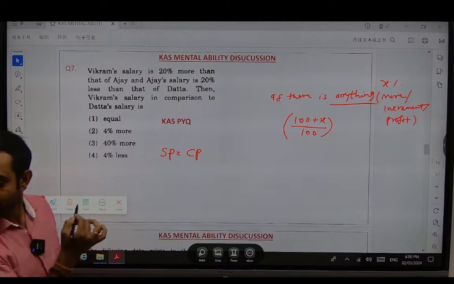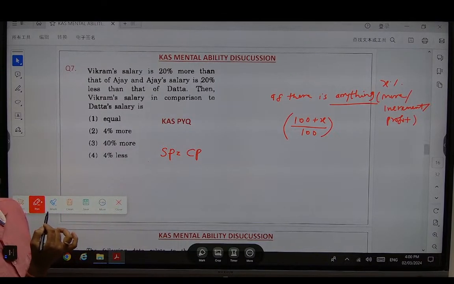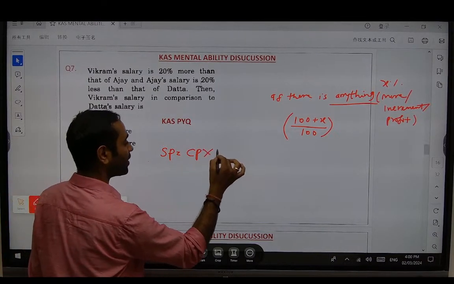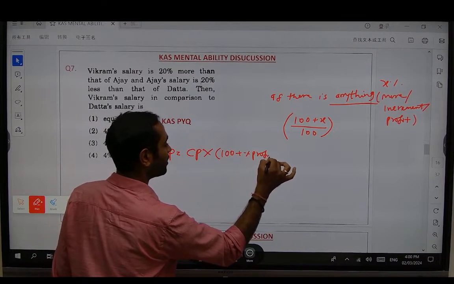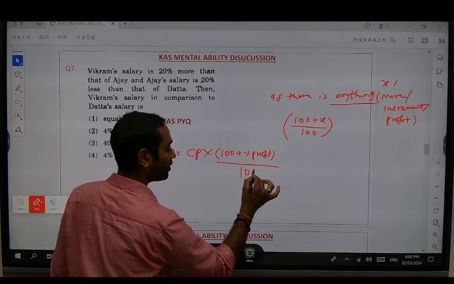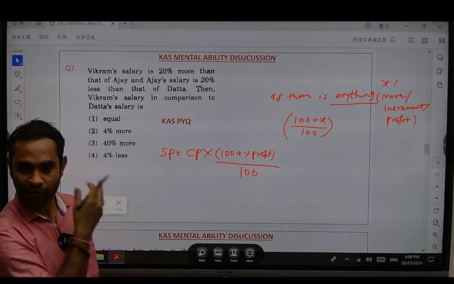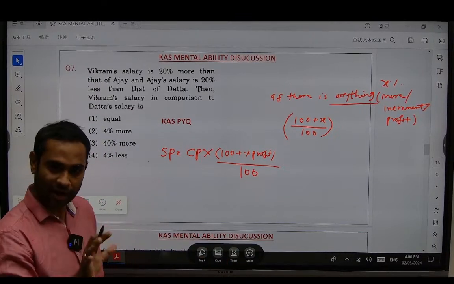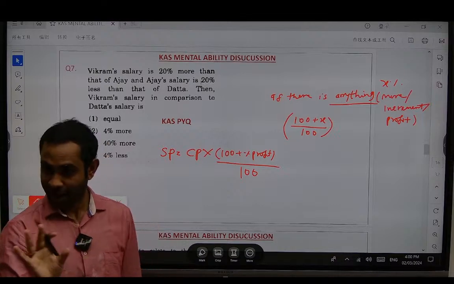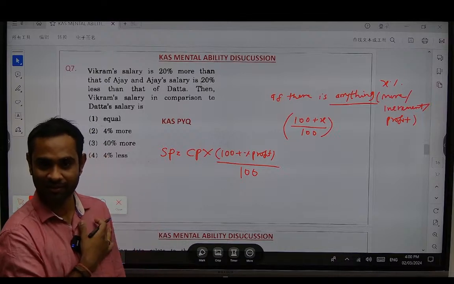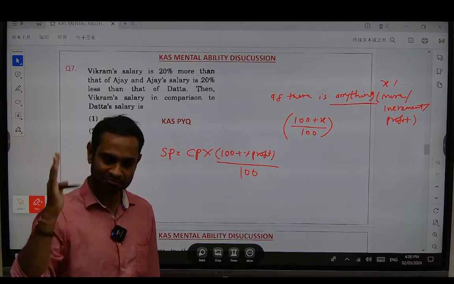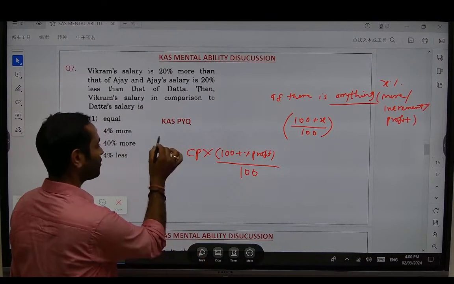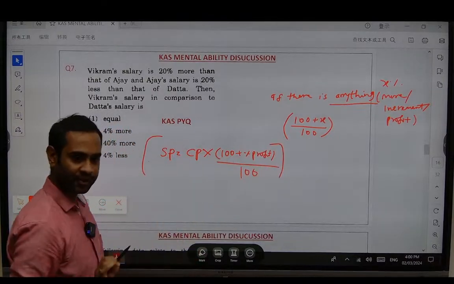Could you write and show how you got 120? Okay. So, cost price into 100 plus percentage of profit divided by 100. Have you seen this formula anytime in your lifetime? Okay, at least seen. I'm not expecting that you remember this, because there are still 2 months left for the exam. It's very far. So at least this is nothing but your selling price formula.